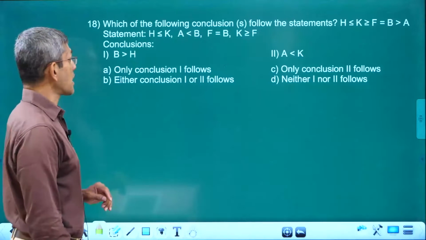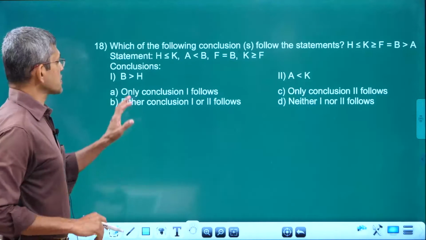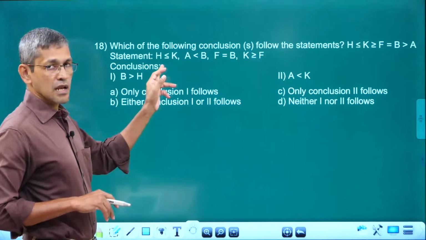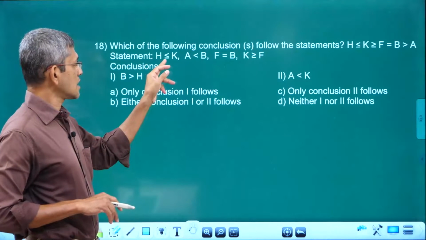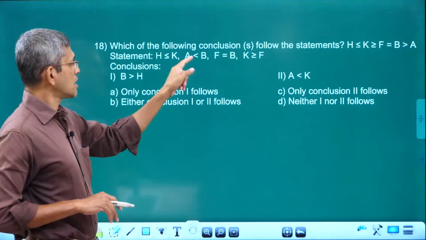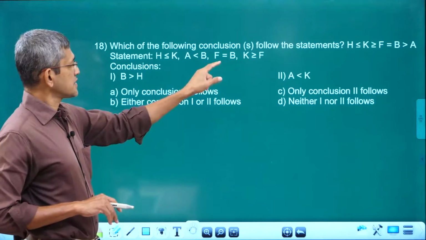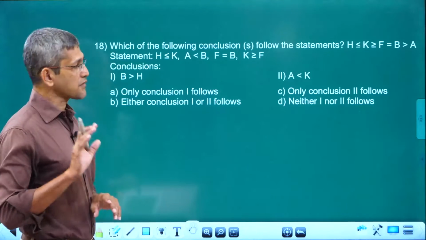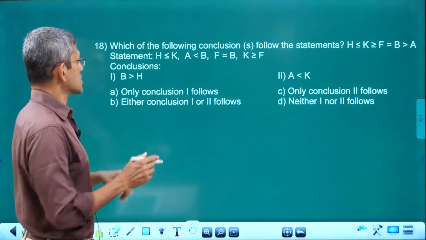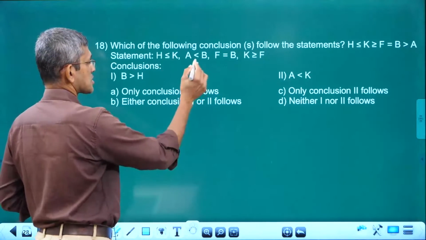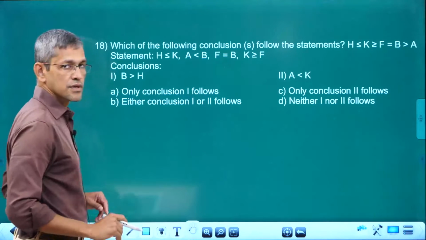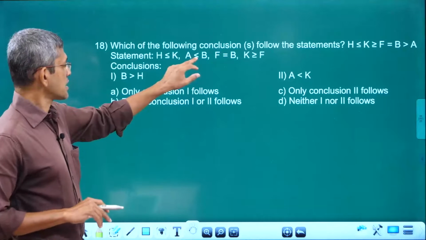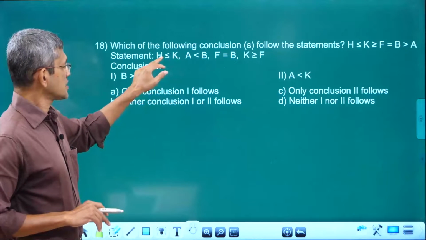Next one, question number 18. Which of the following conclusions follow the statements? It is given as h is less than or equal to k, a less than b, f is equal to b, k greater than or equal to f. So there are four statements: statement number 1, 2, 3, and 4. Look at the conclusion, b greater than h. So b is in the second statement, and h is in the first statement.